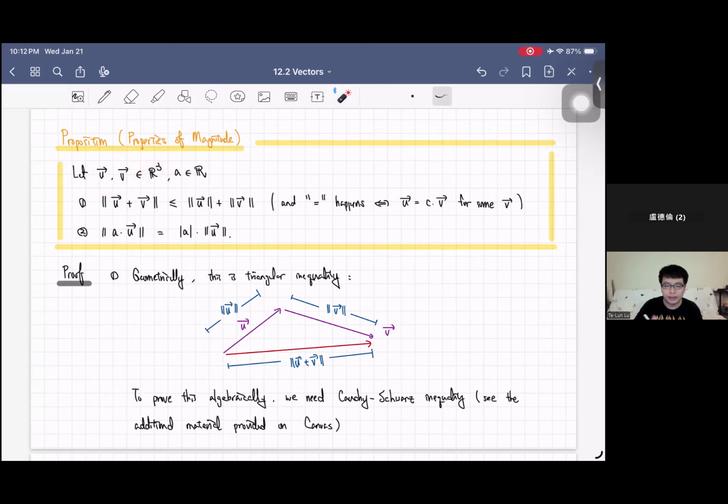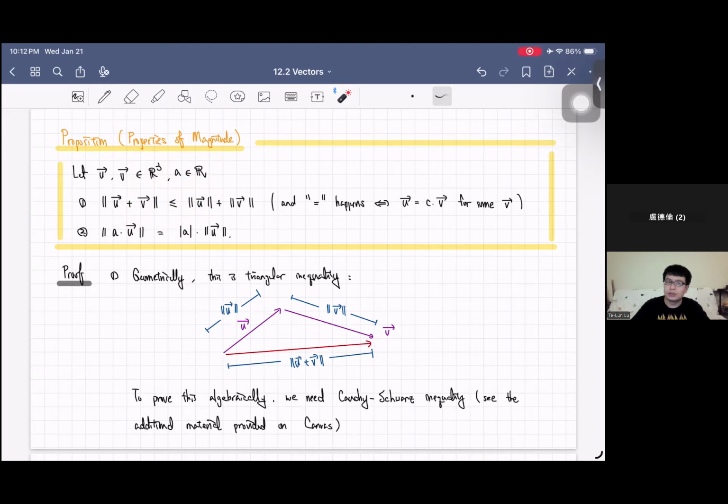So let me recall this once again. This thing means belongs to. So the first sentence is saying that let U and V be three-dimensional vectors, and A is just a number, okay? Then I claim two things, which is how magnitude plays with respect to the algebra of vectors. So we have done two different types of algebra, right? One is addition, one is scalar multiplication.